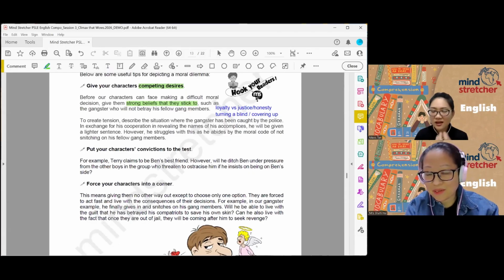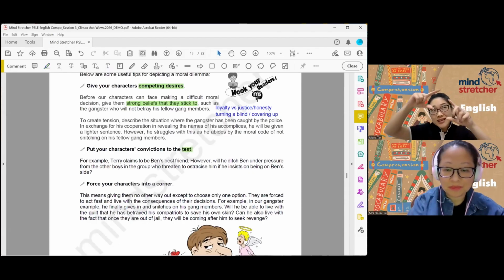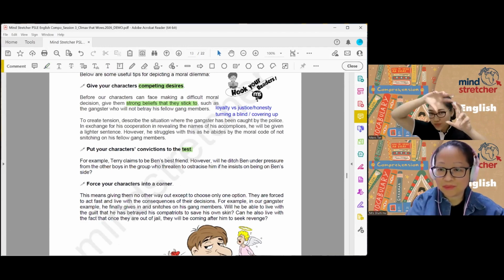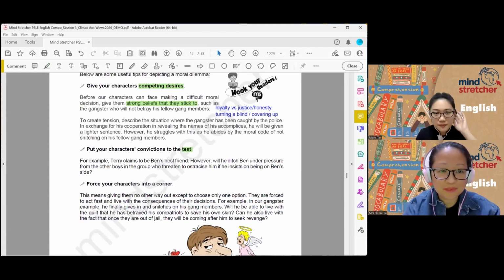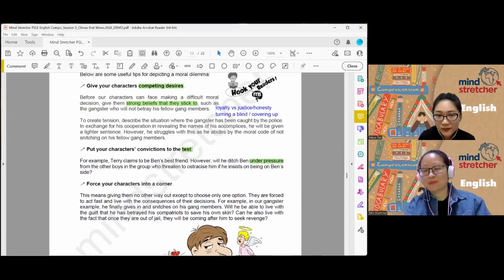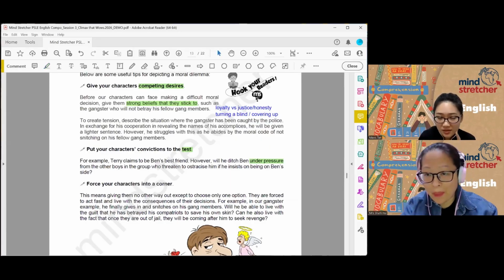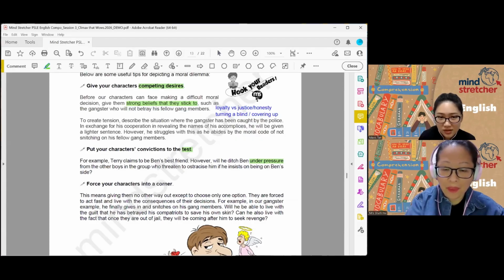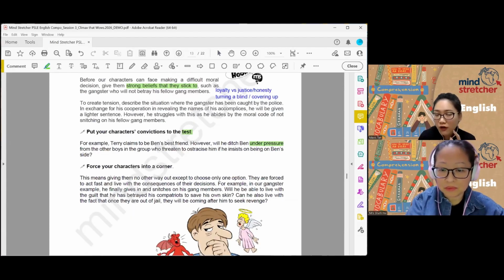Ta-da! This is at our rising action climax around that area. So we want to make sure that our characters are going through some sort of pressure. And this pressure, which is linked to the next point, so when we talk about putting your character or forcing your character into a corner, firstly, there is pressure.